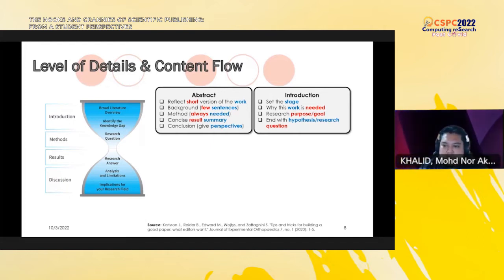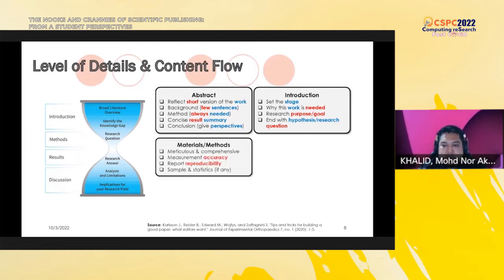That's why the introduction is good to set the stage first, and you need to know why this work is needed. Basically, if you say you want to propose something, why do you want to propose it? What are the benefit, the purpose, the goal? How can it improve a real world problem and so on. And usually at the end of the introduction, you try to provide your hypothesis and research question.